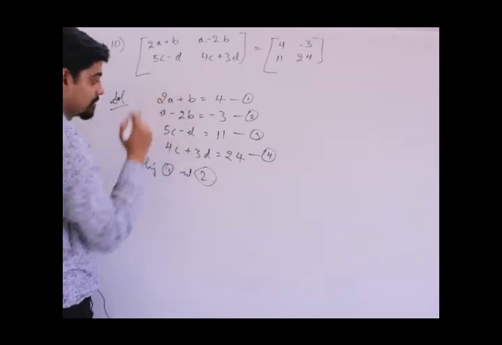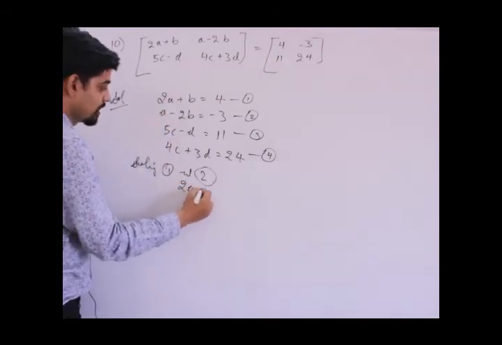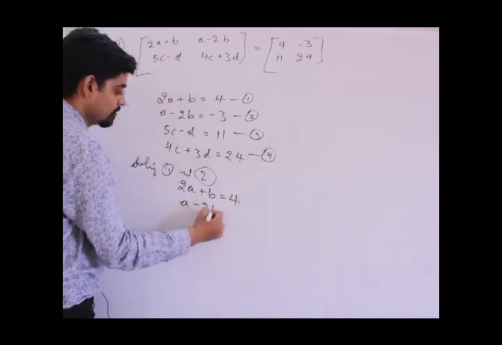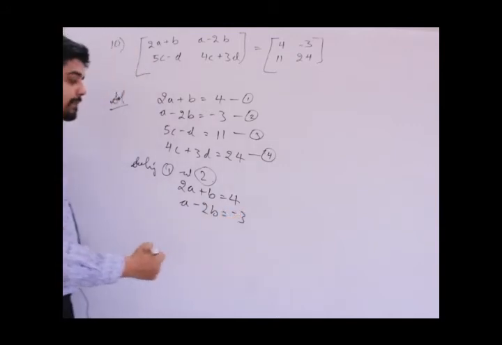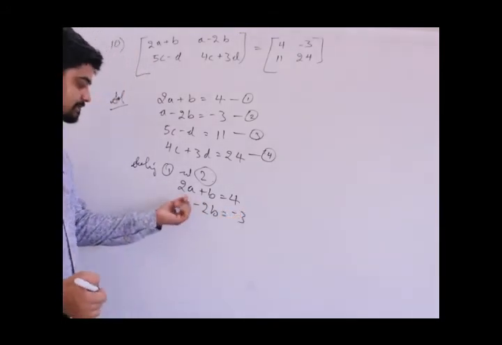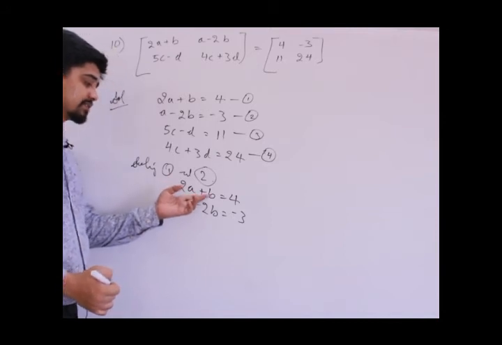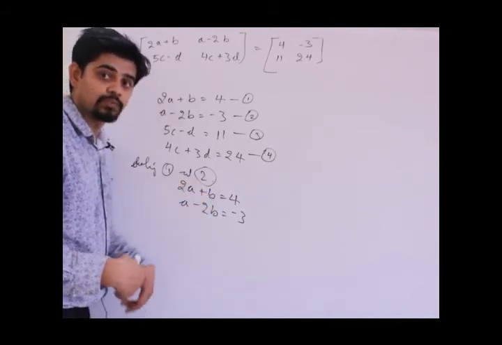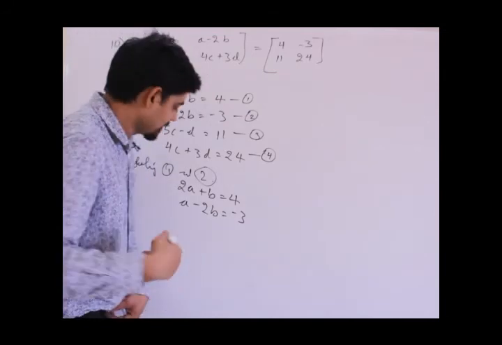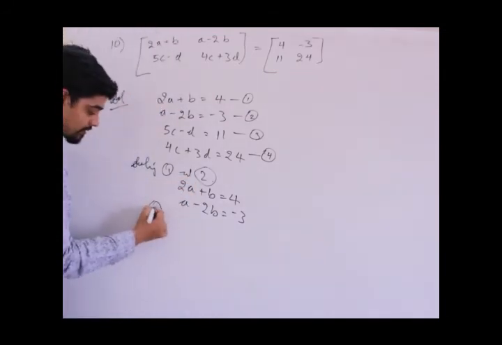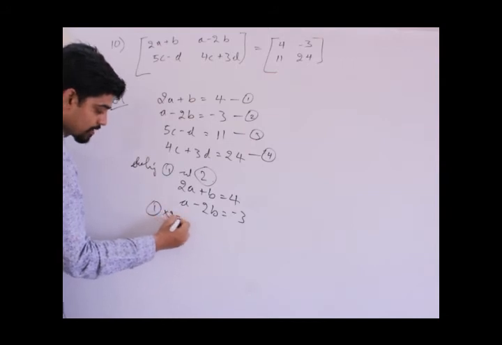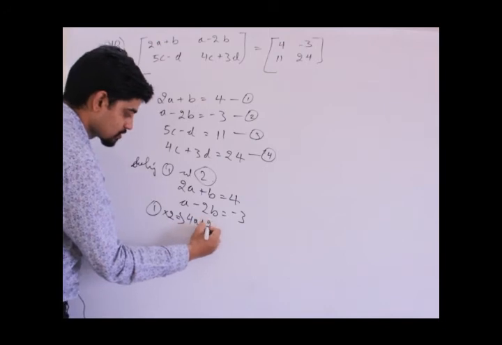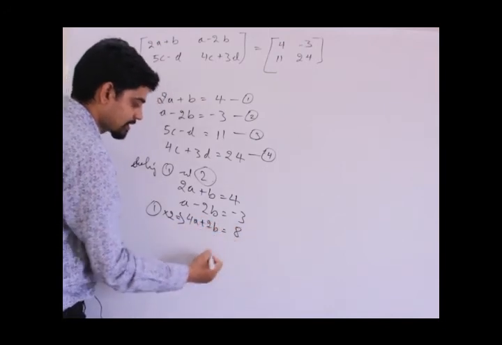So what will it be? 2a plus b is equal to 4. a minus 2b is equal to minus 3. Now we need to solve them. So if we multiply the first equation with 2, we will get 2b, and then we will add both equations, and then they both will get eliminated. So equation 1 into 2, what will it give? 4a plus 2b is equal to 8.